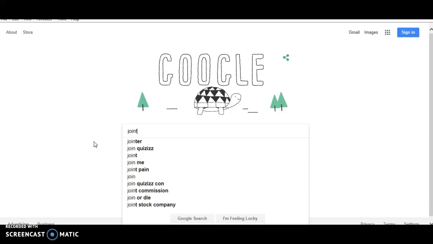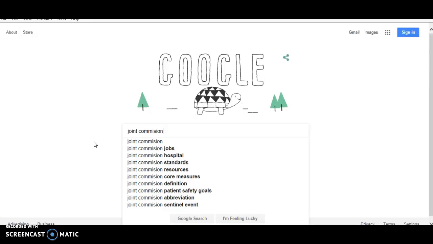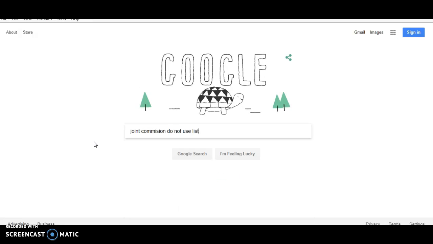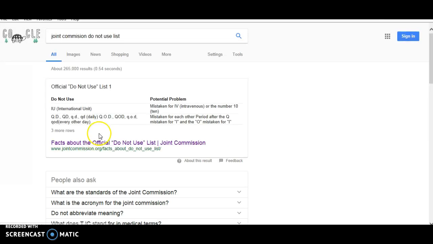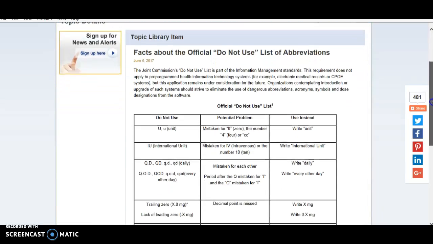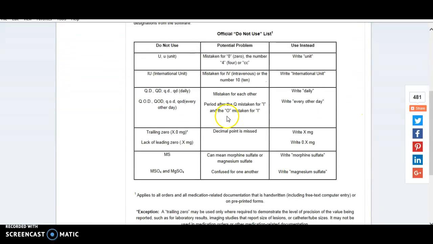And according to the Joint Commission, they are the accrediting body, they have a do not use list. That's their official do not use list for abbreviations. One of the things in healthcare that we notice all the time is people are always doing shorthand, right? We're always trying to make things a little bit easier, a little bit better. U for unit can be mistaken for things like a 0, the number 4, CC. We need to be able to write unit.